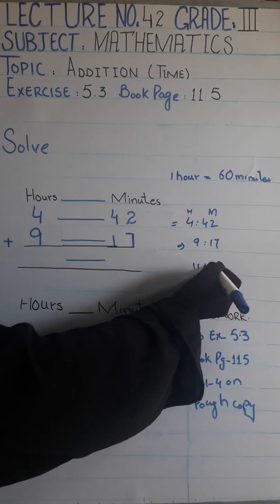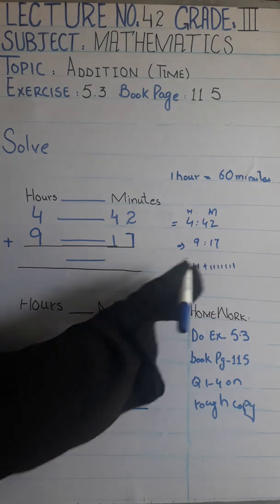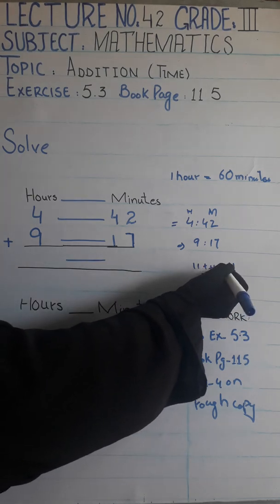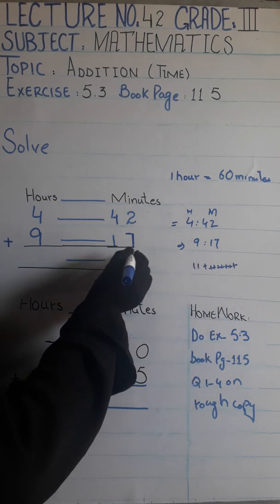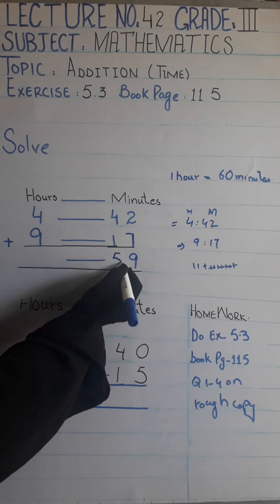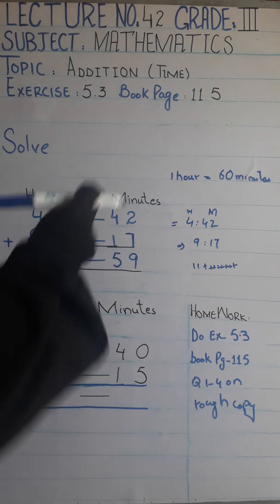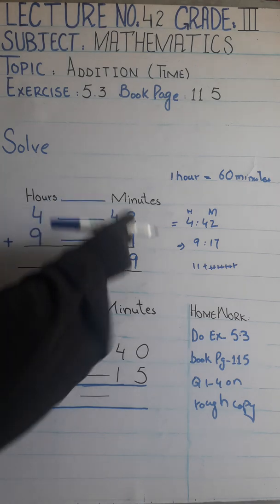2 plus 7: 2, 3, 4, 5, 6, 7, 8, 9. Nine. And 4 plus 1 means 5. That's clear. So how many minutes? 59 minutes. It means still 1 minute is needed to complete 1 hour. So we write 59 minutes below the minutes.